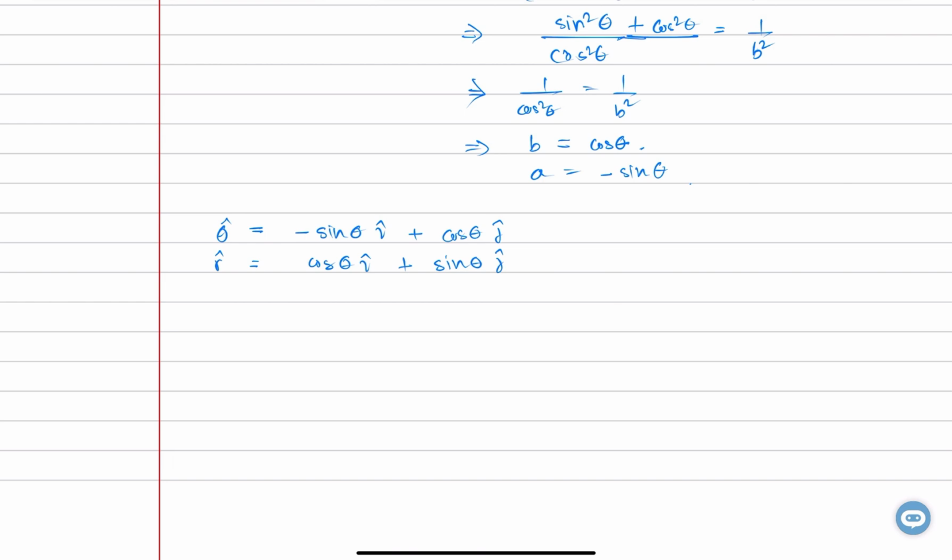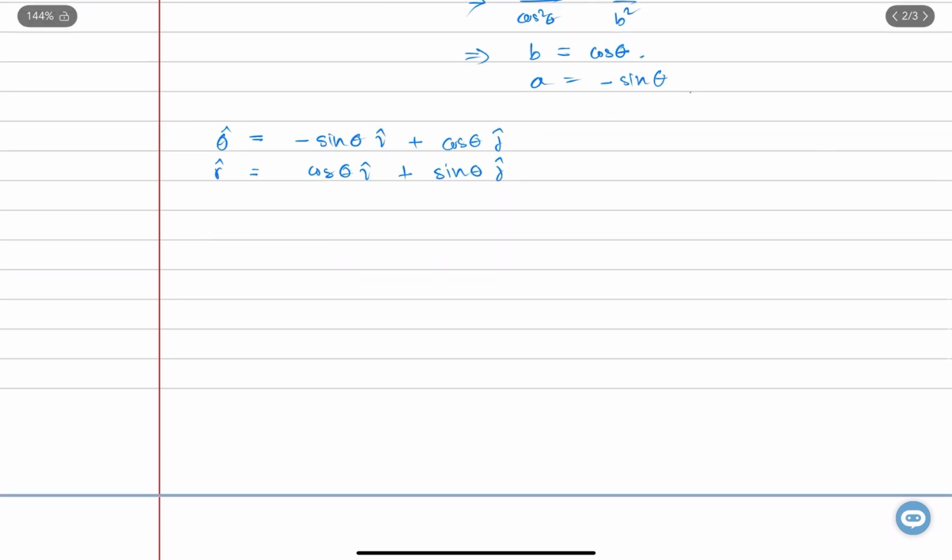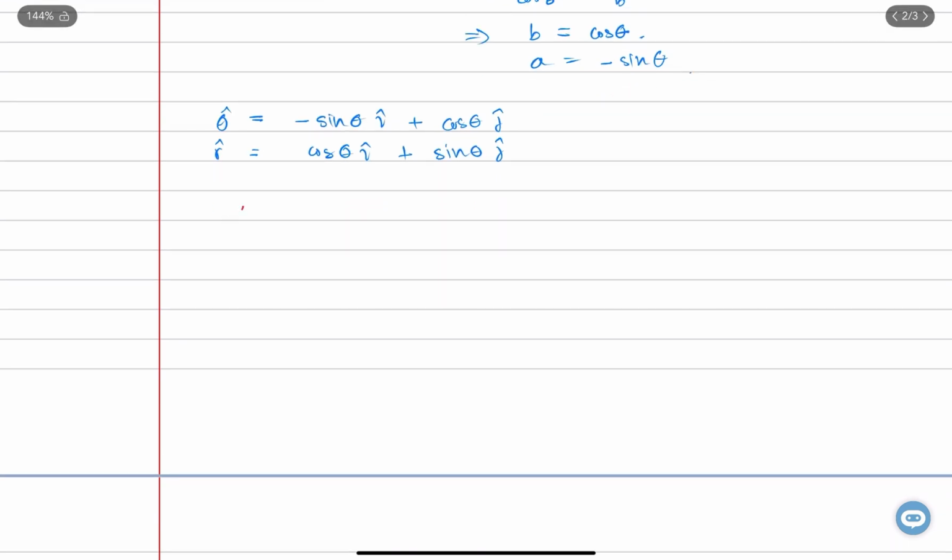Now, another thing that we need to know is we have established that r hat and theta hat change with time. These unit vectors, they do not stay constant. So we would like to know how they change in time, right? Well, that's actually pretty easy to do. So what we'd like to do is evaluate dr hat dt, which would be equal to d by dt of cos theta i hat plus sine theta j hat.